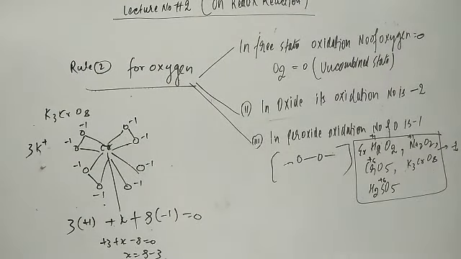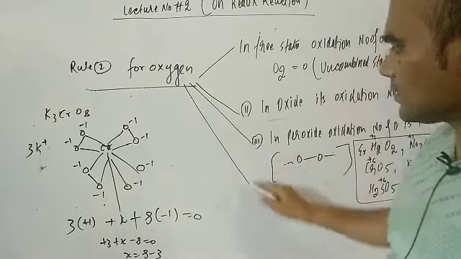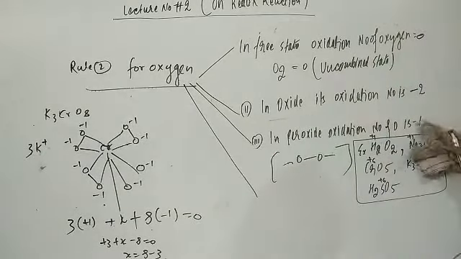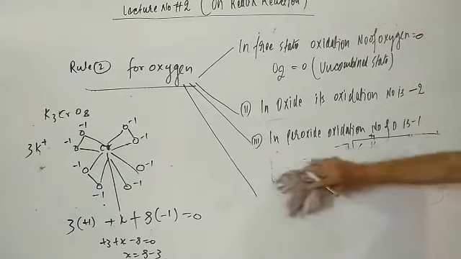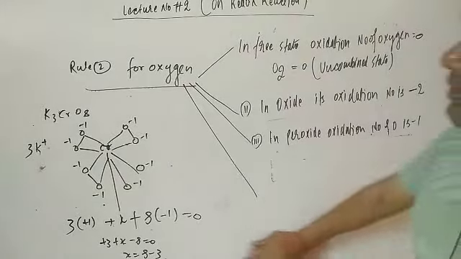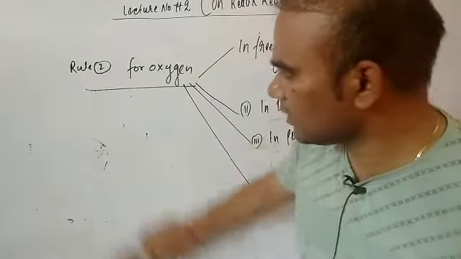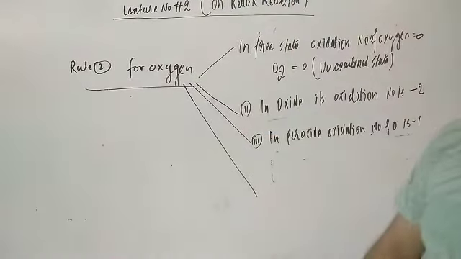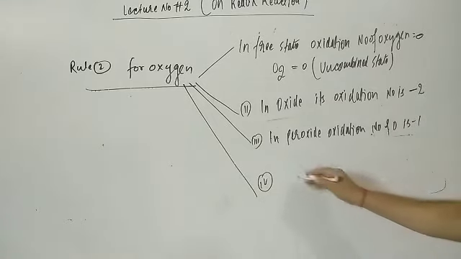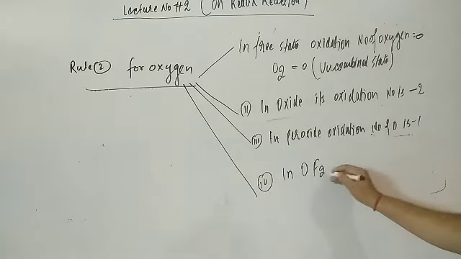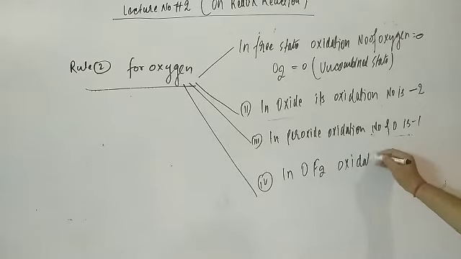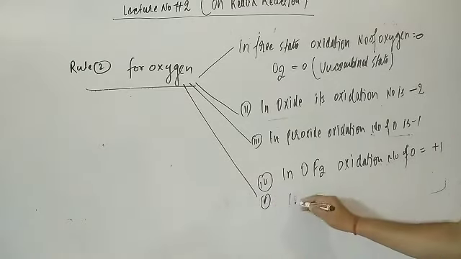Okay, now let us try to understand another rule for this. Oxygen is the most exceptional case, student. Oxygen and hydrogen are the only exceptional ones. Otherwise, the other oxidation number rules you can easily understand. So let us have a look over the next one, students. Fourth number, in OF2. In OF2, the oxidation number of oxygen is +1. Okay, fifth number, in O2F2.